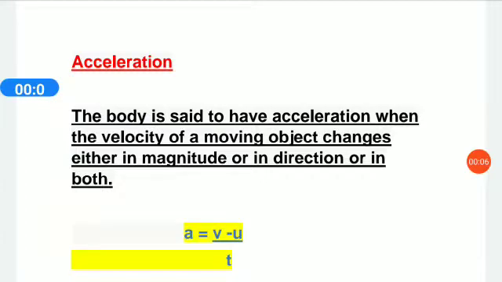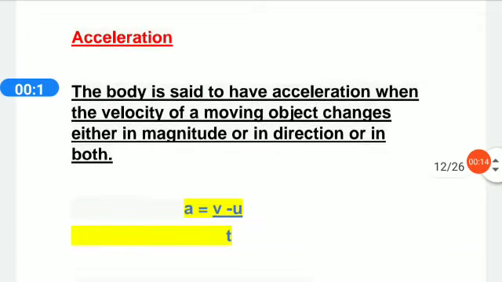So let's start our part 4 of motion. Our next topic is acceleration. So what is acceleration? The rate of change of velocity. It means if velocity is changing with increasing time interval, that is called acceleration. The body is said to have acceleration when the velocity of a moving object changes either in magnitude or in direction, or in both. This is called acceleration.